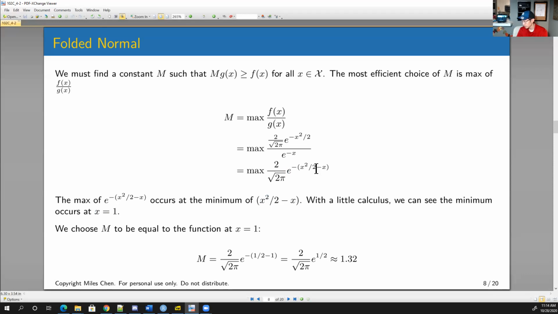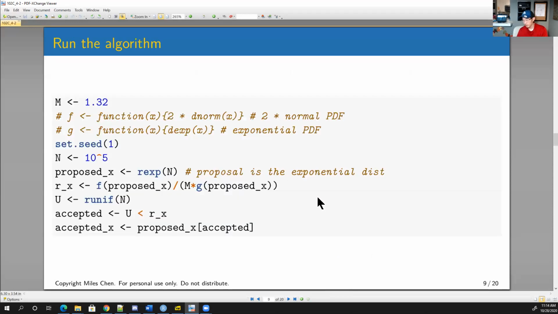And so if we plug x equals 1 into the equation, we're going to get that this constant m is equal to 1.32. Right? Okay, so this is an important step: you've got to figure out what this m is. So we pick a value, 1.32, and if I run that, then the algorithm will run and everything will work. So here our scaling factor is 1.32.